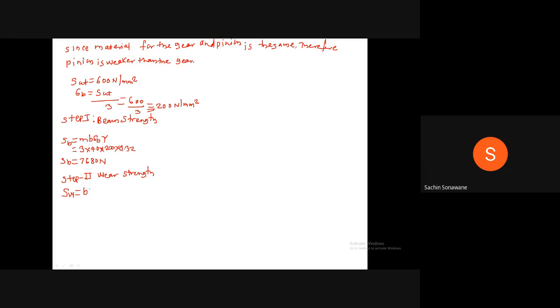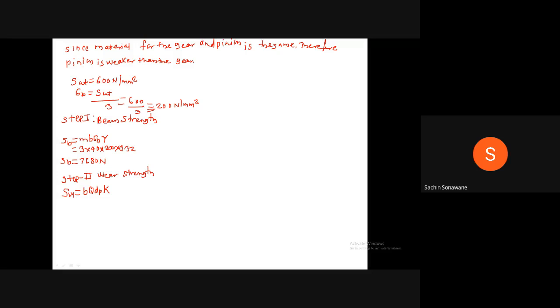SW = B into Q into DP into K. DP means pitch circle diameter of pinion. This B value we know, and the other three values, Q, DP and K, we do not know yet, but we know their formulas. Since they have not given which type of gears are in contact, we have to consider external gears, where the gear and pinion have external teeth and are in contact externally.